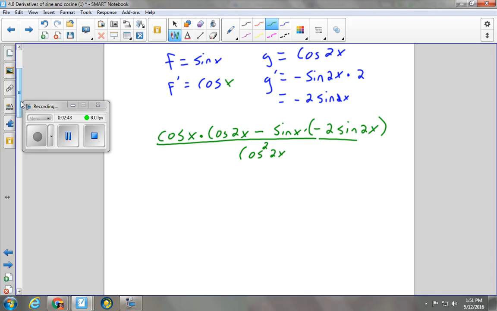Probably the easiest way to do this now is to change our signs, since those two negatives make it positive. I don't want to write it all over again, so we just change that. Now we know what all these things are, so let's put in f prime of pi over 6.